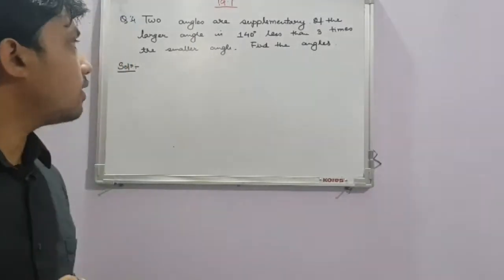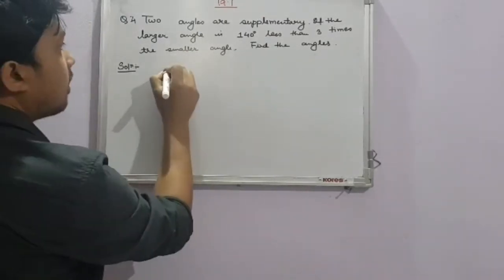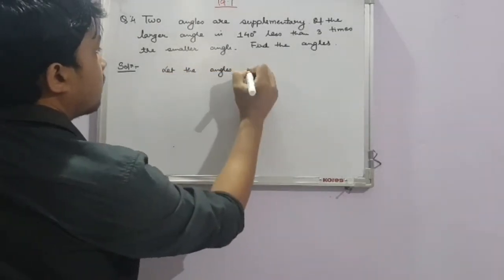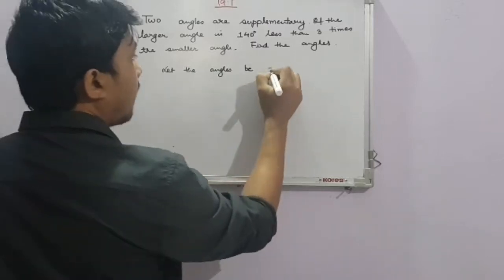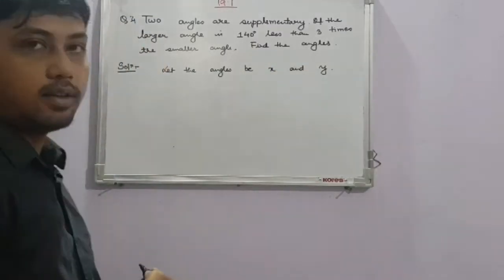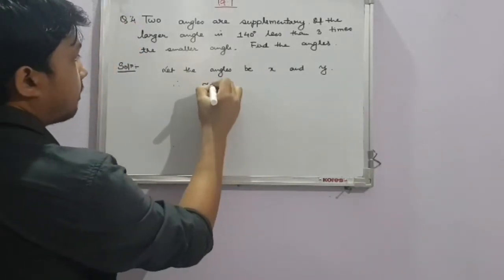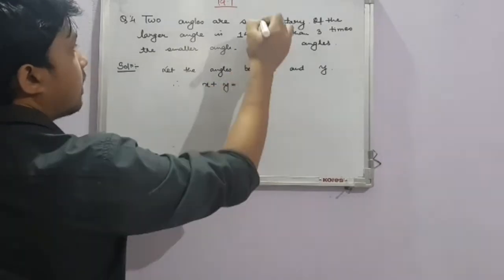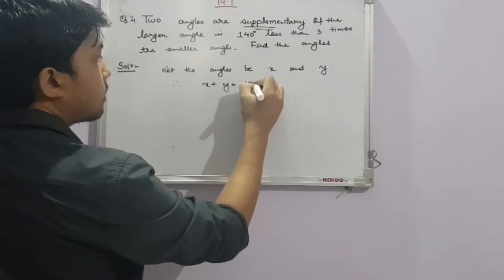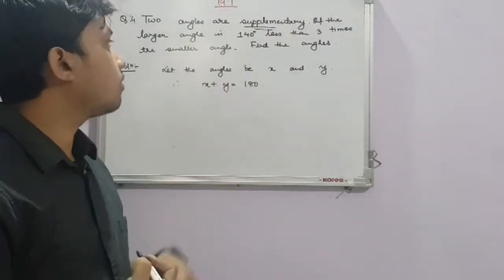So what they're basically saying is that there are two angles and they are supplementary. So what I'll do, I will first assume the angles. Let the angles be x and y, suppose. So one is x, other is y. So what is their sum? These two angles are supplementary. The keyword is supplementary. Supplementary means their sum has to be 180, isn't it? So this is one equation I have.